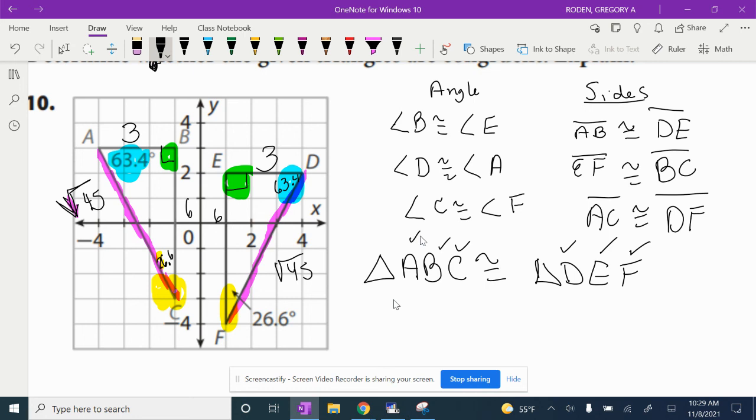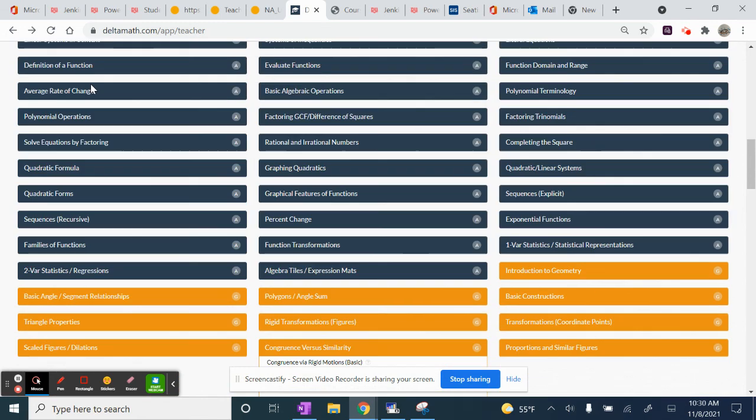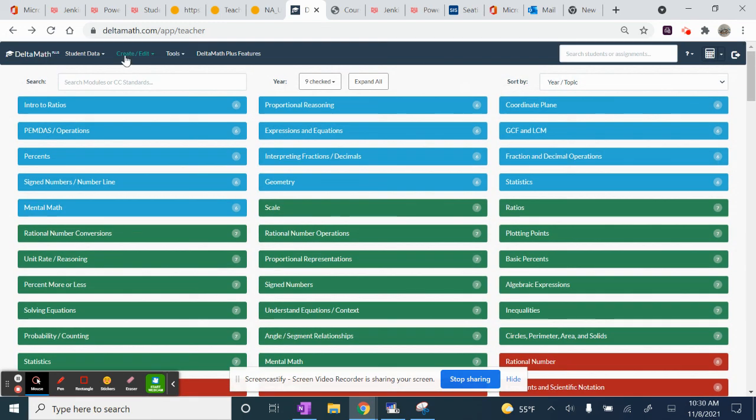Hold on. Delta Math. I did put a Delta Math in there. Now, let me show you what it looks like. So, guys, here's a Delta Math that I want to show you. When you go in your Delta Math, let me just look at the assignment really quick. I just want to show you kind of what it looks like.